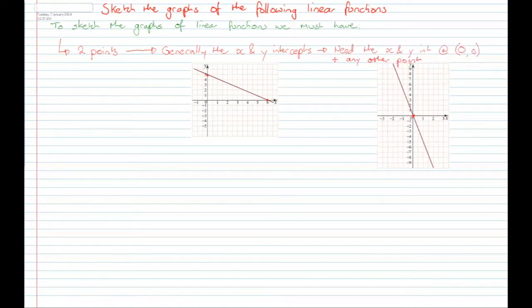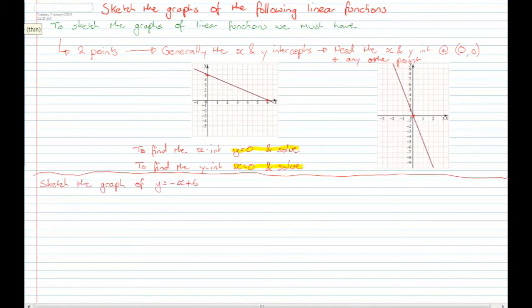And we need to find any other point, which can be found by substituting any x value you choose. Now remember, to find the x-intercept we make y equal to 0 and solve, and to find the y-intercept we make x equal to 0 and solve. Alright, so this question says sketch the graph of y equals -x plus 6. So let's always find the y-intercept first, it just makes it a little bit easier.